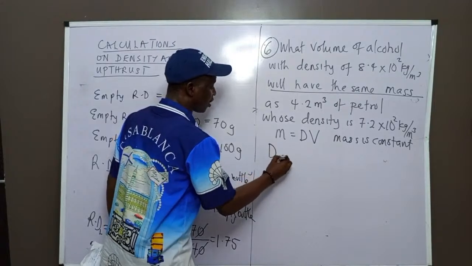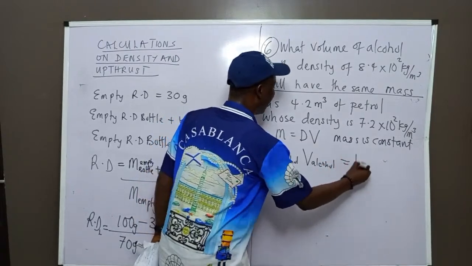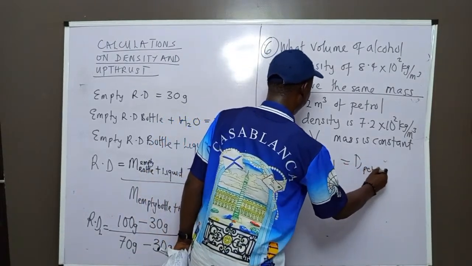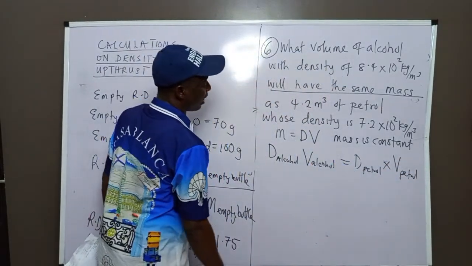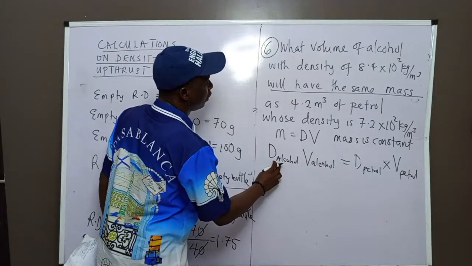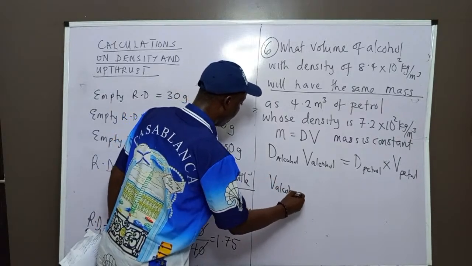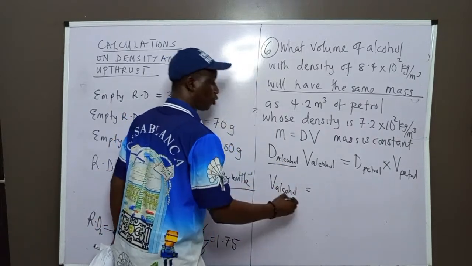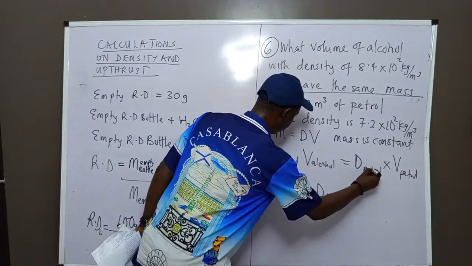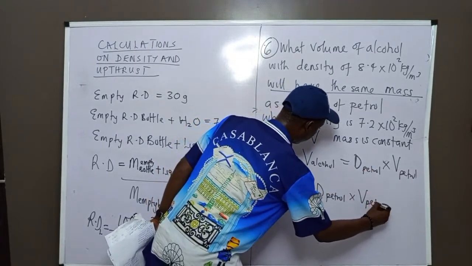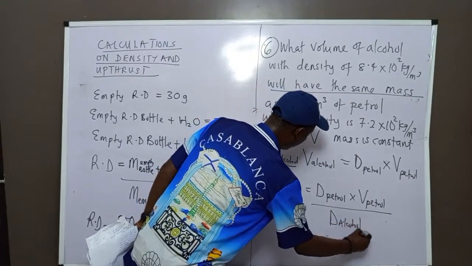Therefore, density of alcohol times volume of alcohol equals density of petrol times volume of petrol. That's what I want to use to get our answer. We are looking for the volume of alcohol. So volume of alcohol becomes density of petrol times volume of petrol, divided by density of alcohol.